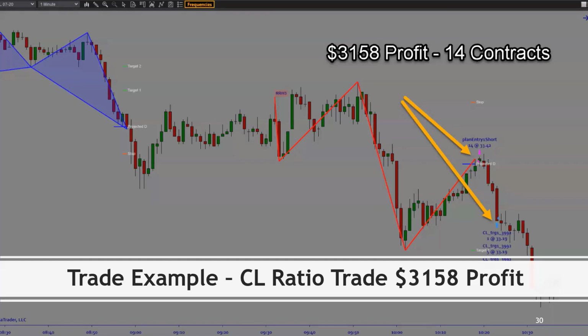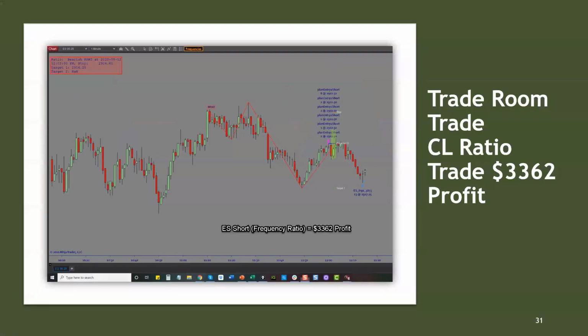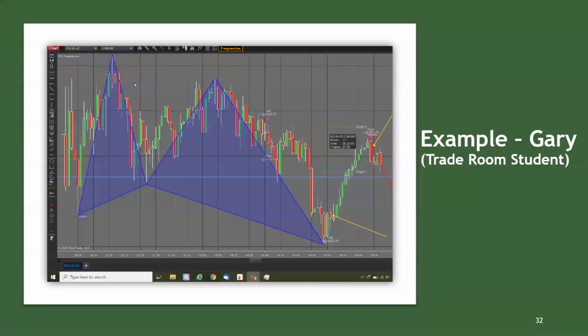Okay, so there's a trade I took. This was a trade in the trading room. This was another trade I took in the trading room, an S&P short. This was a trade that Gary took in the trading room. You can see his entry there, and it came up for it. That was a good target.